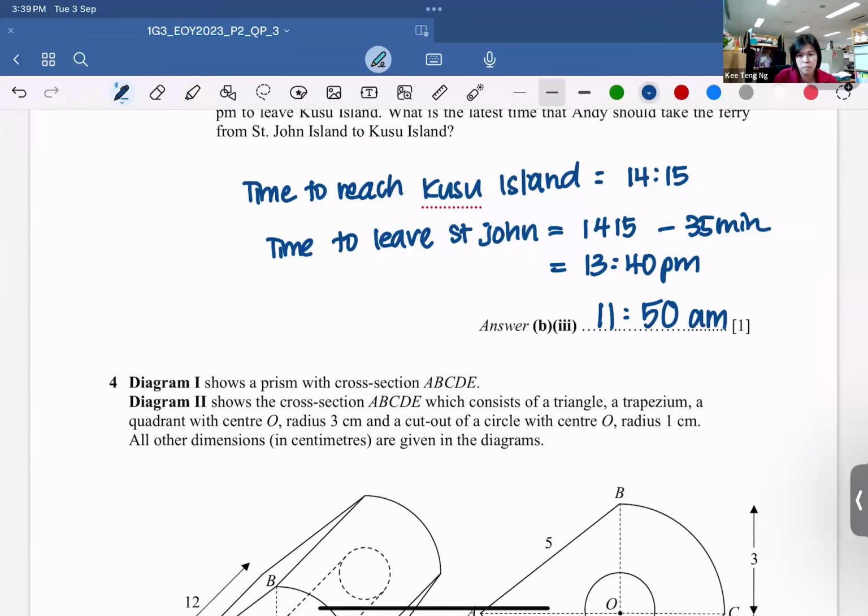Okay, all right, so this one is a little bit different. Please bear in mind the time taken to travel. So it did not immediately just appear at the place directly like that.